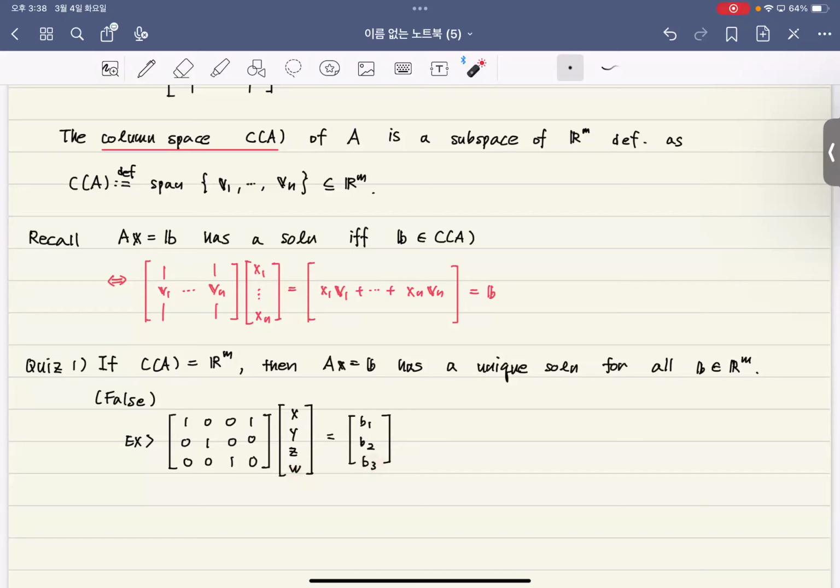In this case, just consider the span of each of these columns. They are all standard unit vectors of R^3. Therefore, the span of all these columns automatically regenerates the entire space R^3 itself. But however, the solution is not unique. Therefore, the statement is false.